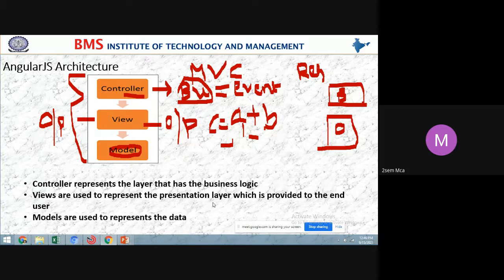The models are used to represent the data. The controller needs the data. Without data, the controller will not perform anything. So the data will be present in the model. So this is the architecture of AngularJS.